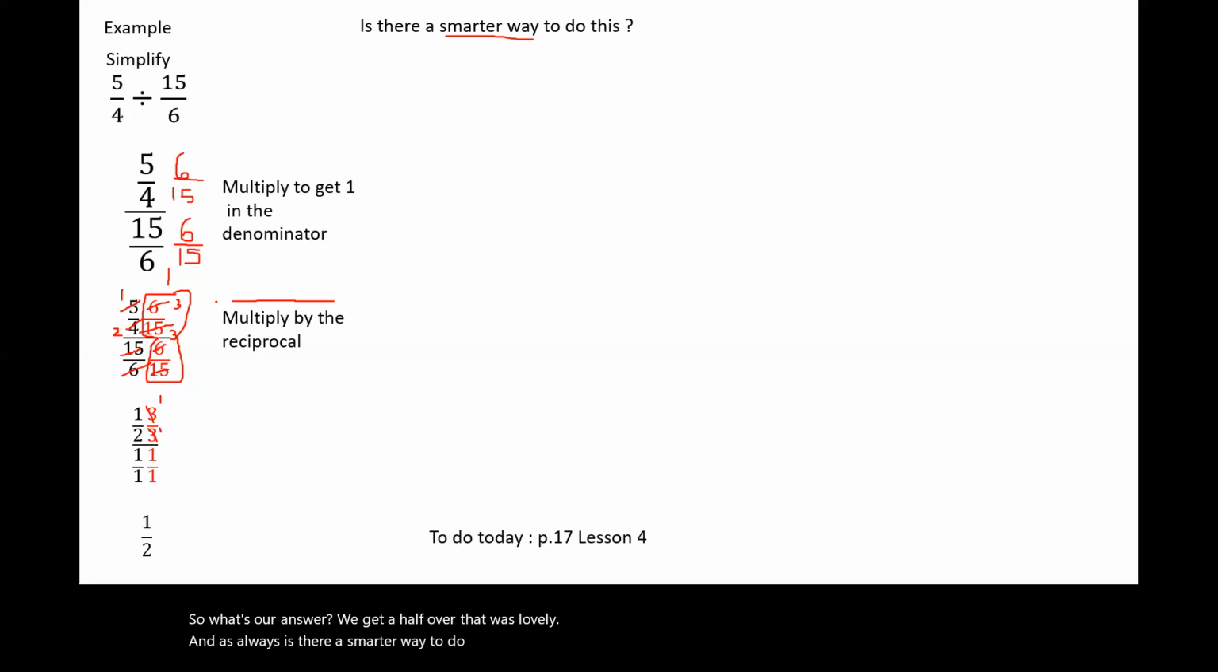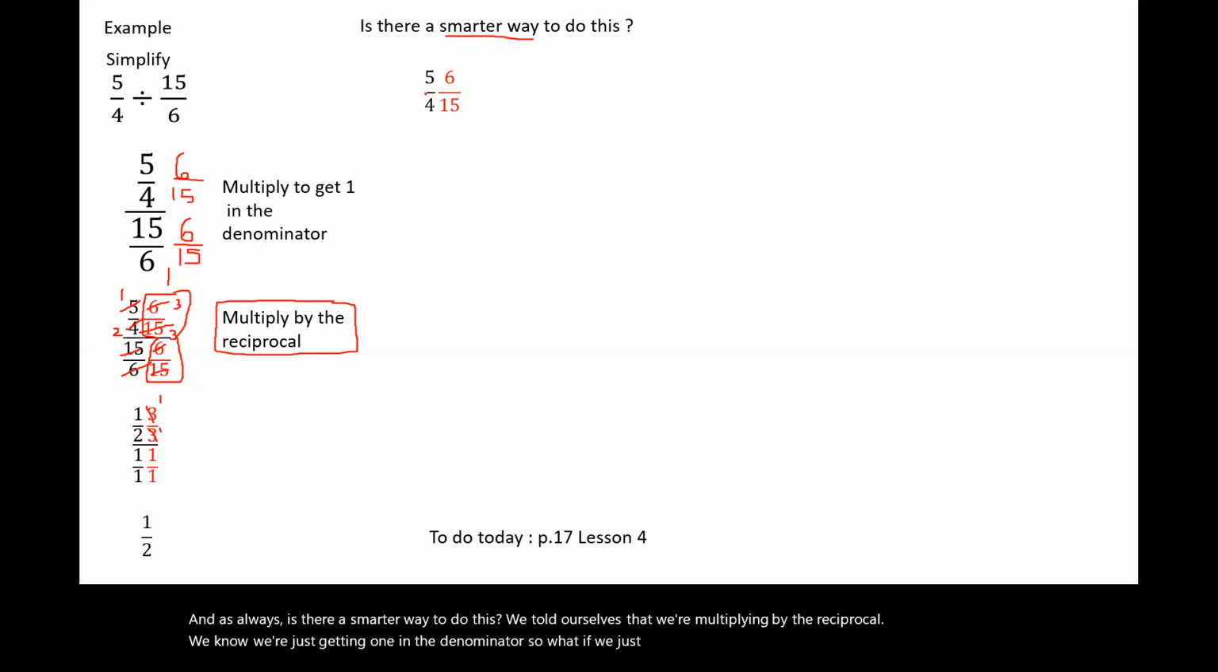We told ourselves that we're multiplying by the reciprocal. We know we're just getting 1 in the denominator. So what if we just did that? Well, that's quicker. So instead of saying dividing by 15/6, we say we're going to multiply by the reciprocal. So we multiply by 6/15.